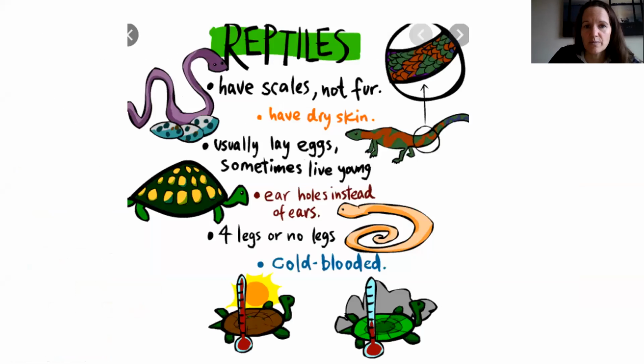So let's have a look at a few posters. This is a poster on reptiles. They have scales, not fur, have dry skin, usually lay eggs, ear holes instead of ears, 4 legs or no legs, and cold-blooded. So you could design a poster, write reptiles, write some of the features, and draw some pictures if you'd like.